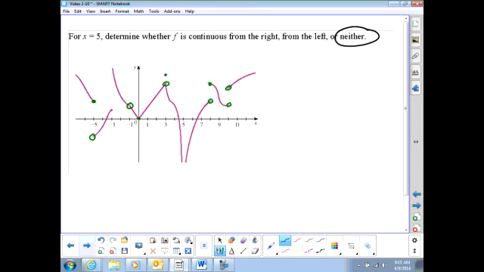An example of continuous from the right would be at x equals 6, because as we come from the right, the closed circle is with the right-hand part. An example of continuous from the left would be at -5, because the closed circle is with the part as you come from the left. But the question wanted to know at x equals 5. Because x equals 5 is not defined, it can't possibly be continuous from the left or from the right.